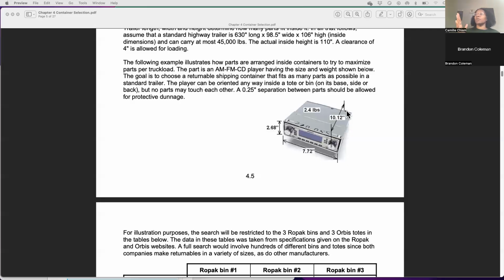So even though this is saying it can be oriented any way, if you put this radio here and there's some sort of clip or electronic component underneath, it might damage it. So just keep that in mind. This is making an assumption that all these things have been checked, that it can go in any orientation, and that you've got all the dimensions. It also tells you that 1/4 of an inch separation between the parts should be allowed for protective dunnage.